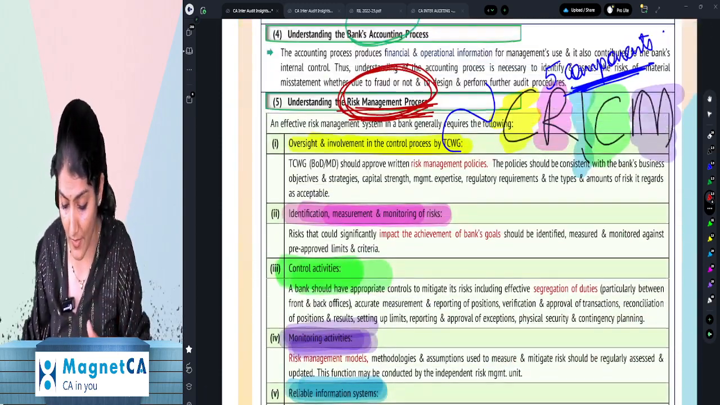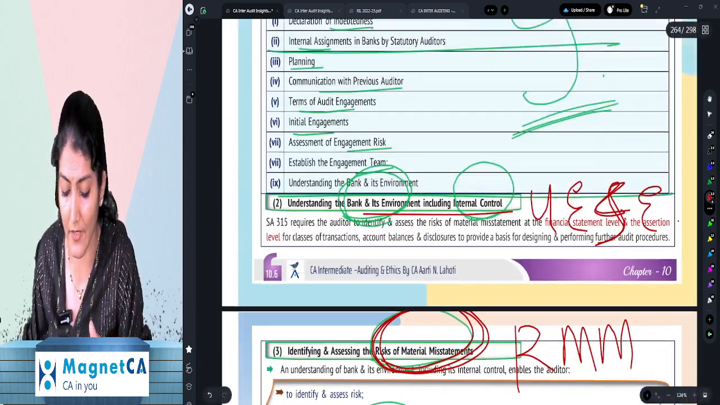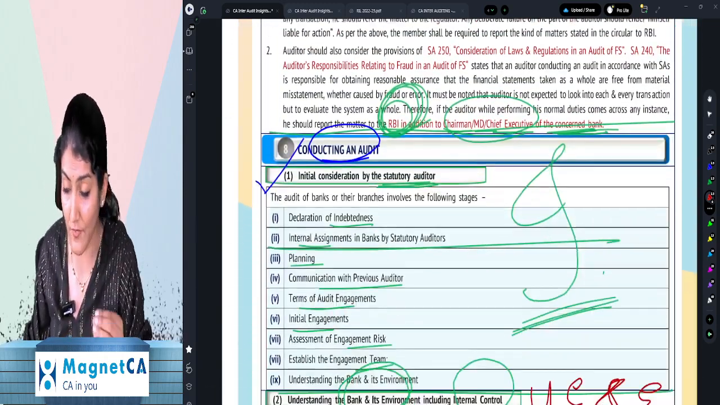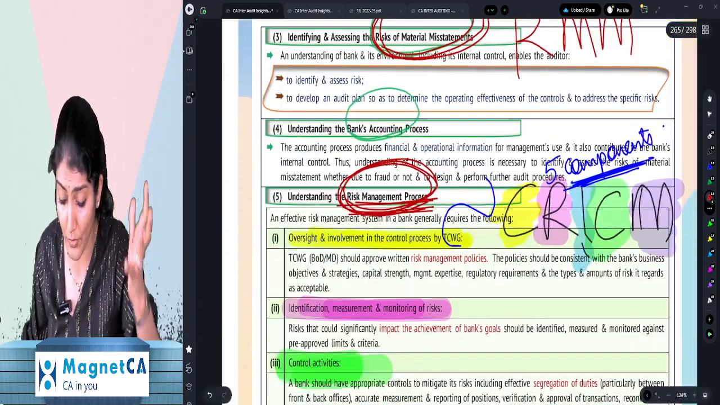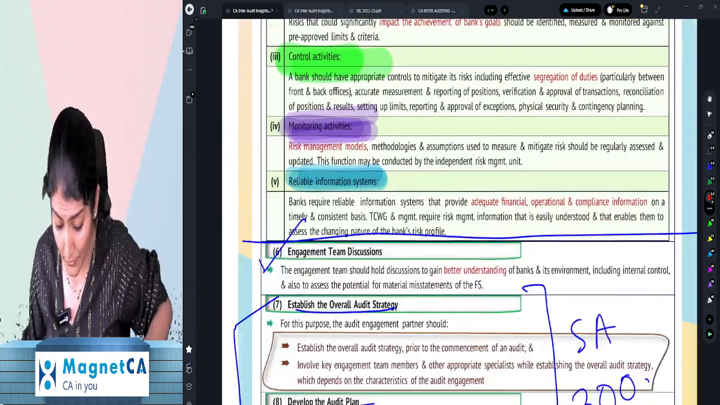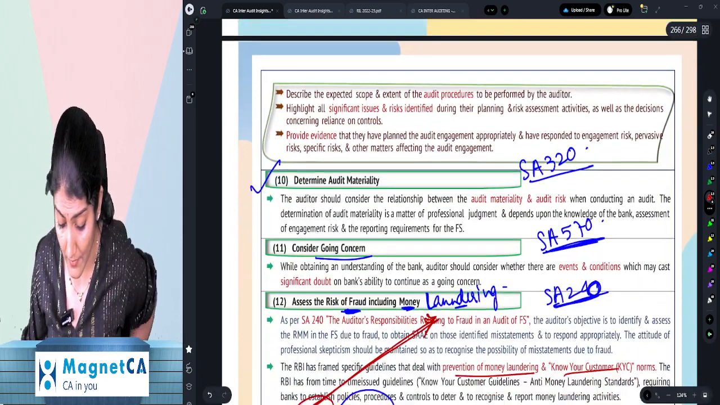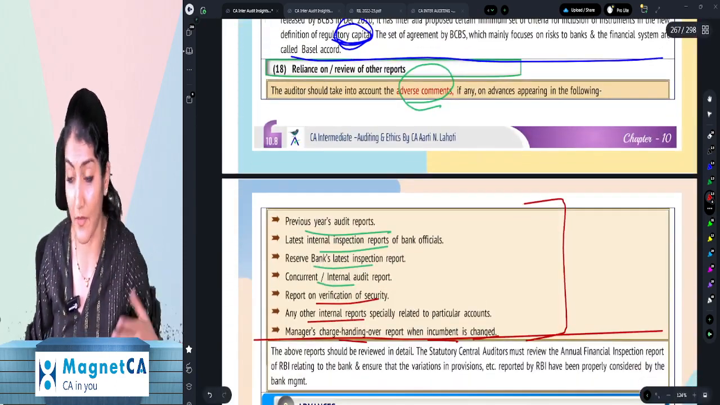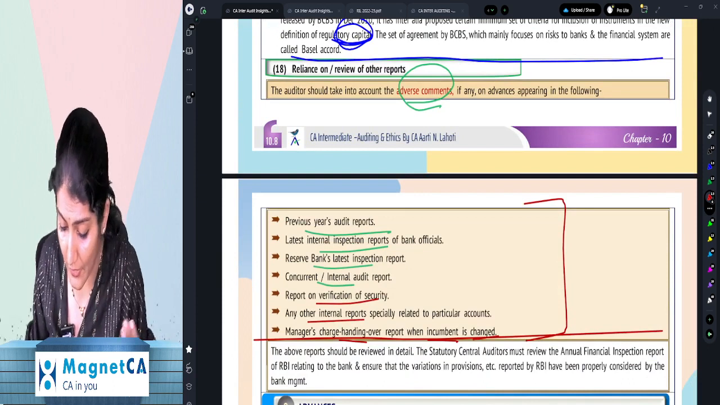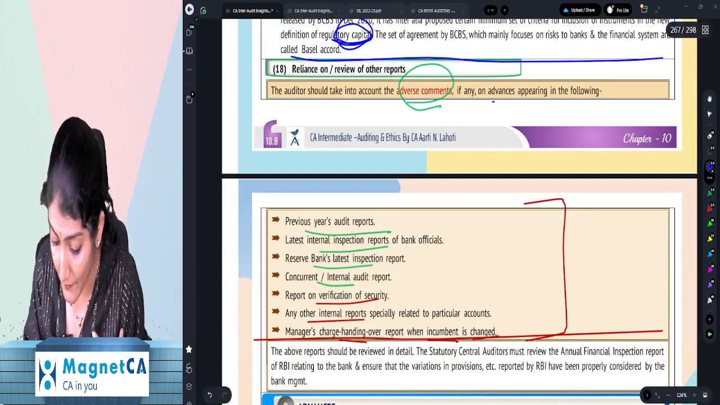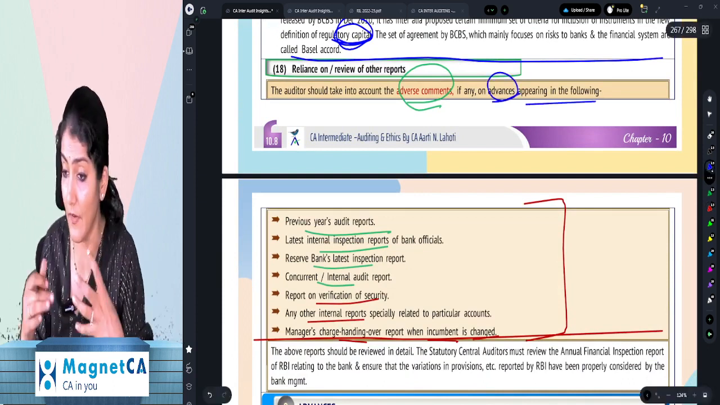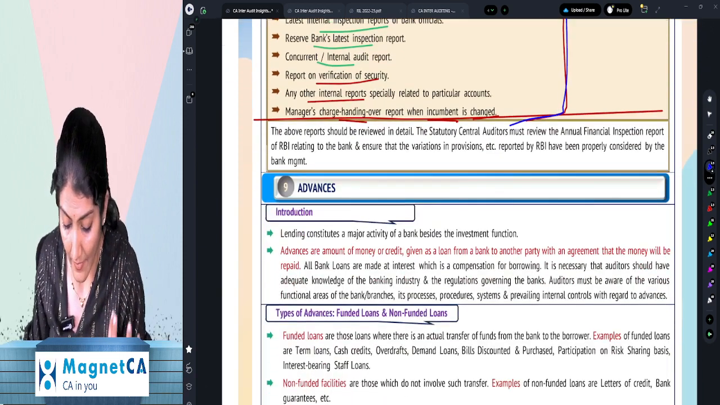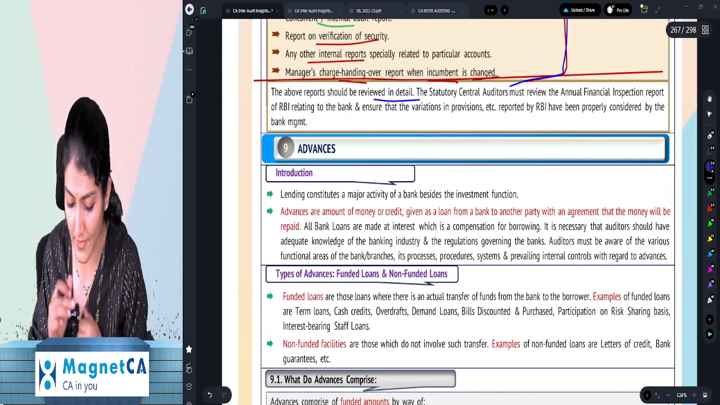Conducting the bank audit. What are the steps involved in conducting the bank audit? Right, so right from the initial considerations by the statutory auditor up to using and relying upon or reviewing the reports of the other auditors, looking into the adverse comments in the reports of the other auditors. The auditor should take into account the adverse comments, if any, on the advances appearing in the following. So all these other reports are to be considered. The above reports should be reviewed in detail.